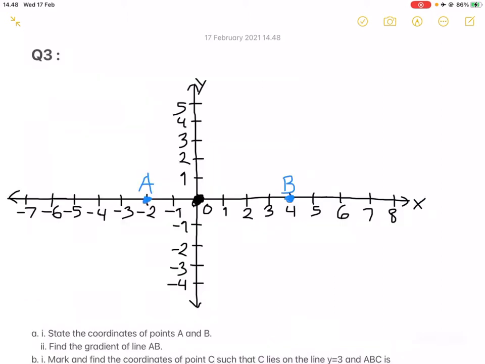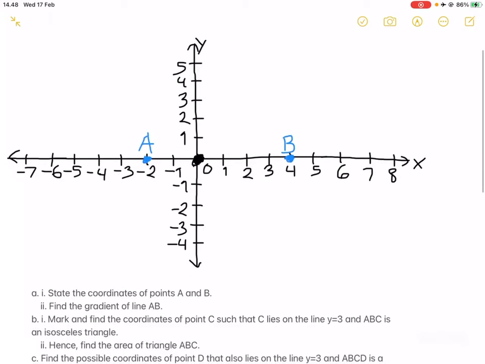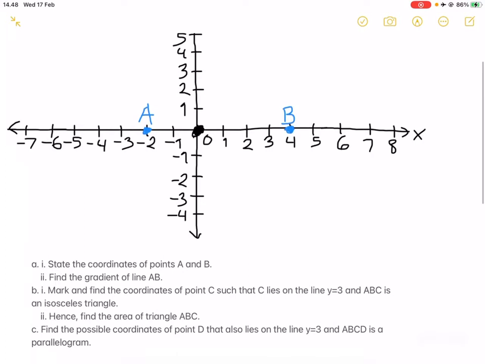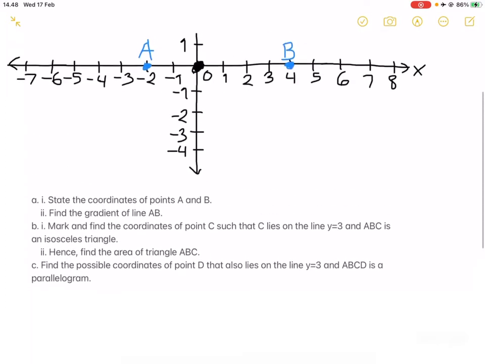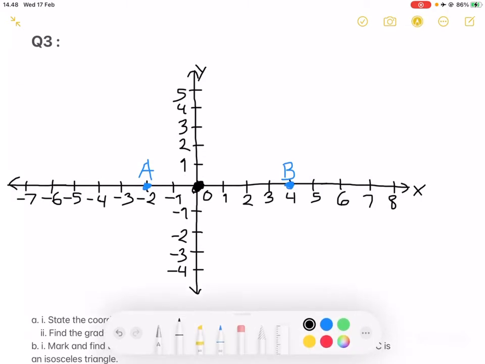Alright, for the last question, the third question is a coordinates type problem, and involves something with gradients. So first we need to state the coordinates of point A and point B, which is pretty simple. So in this case, point A, we look at the x coordinate first, which is -2, and the y coordinate is 0 because it lies on the x-axis. And the coordinates for point B will be, first we're going to write the x coordinate, which is 4, and then the y coordinate, which is also 0 because it lies on the x-axis.